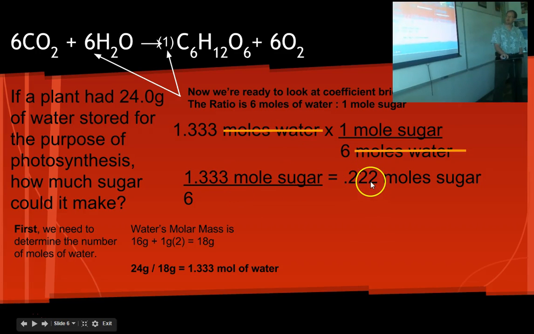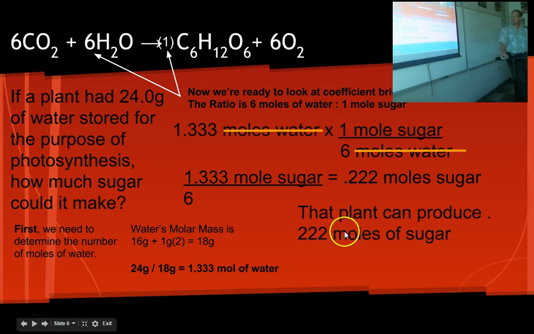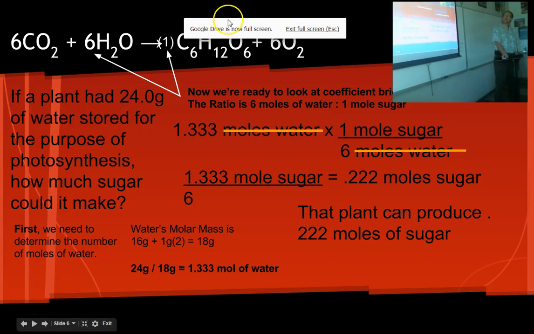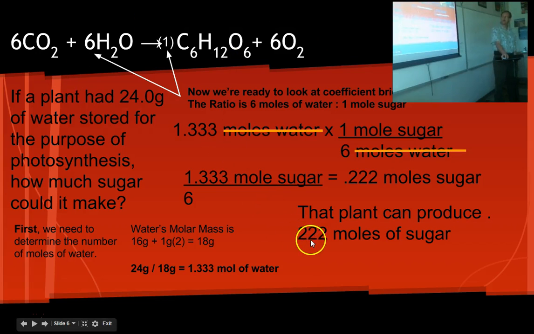moles of sugar. Okay, so I was asked how much sugar. Oh, I didn't specify in the question if I was looking for grams or moles. So it can make 0.222 moles of sugar from 24 grams of water. If I wanted to, I could also ask you how many grams of sugar will I make from 24 grams of water. And then you would have to find the molar mass of sugar and go back through the molar mass of sugar and 0.222 moles to get the grams. Yes?